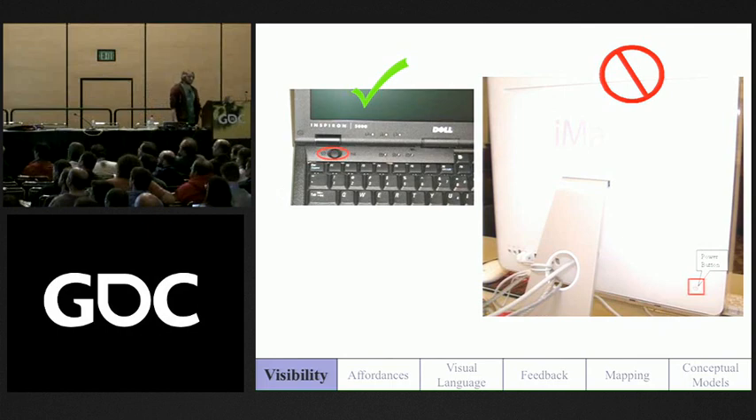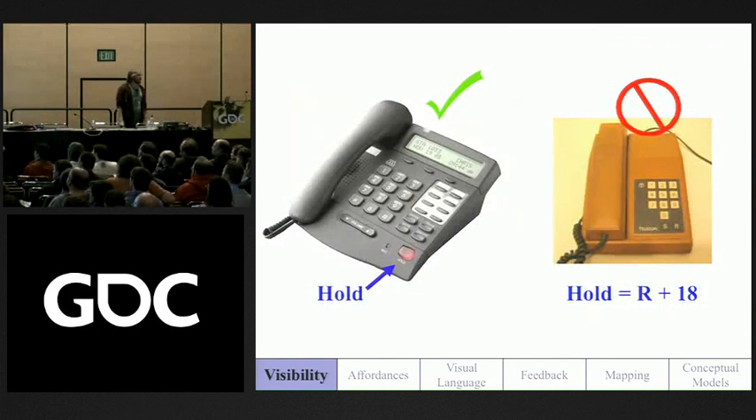Another classic example is between these two computers. On the computer on the left, the power button's right there in front of you. It's visible. On the computer on the right, it's around behind where you can't see it, so it has lower visibility. The phone on the left has a very obvious hold button, so if you're trying to put somebody on hold, you're not going to get confused because you can't find the relevant button. You're going to be able to find that button. You might get confused for another reason.